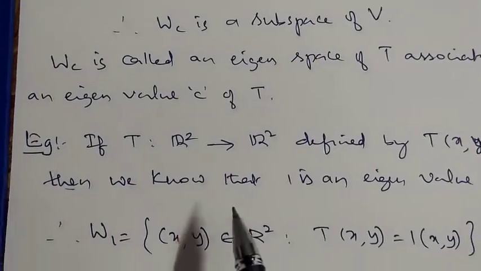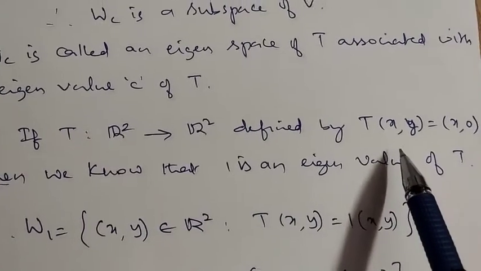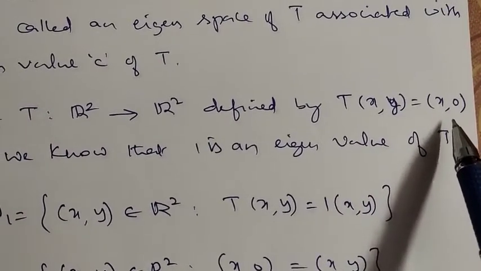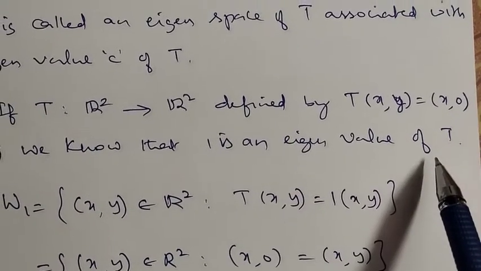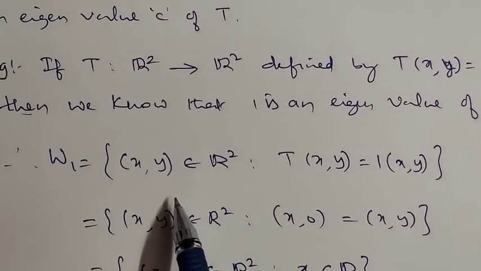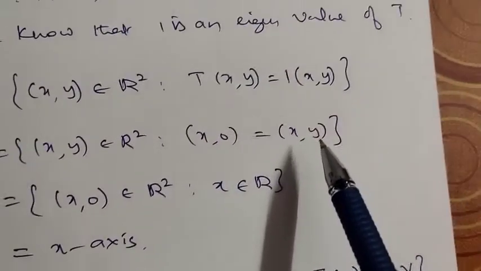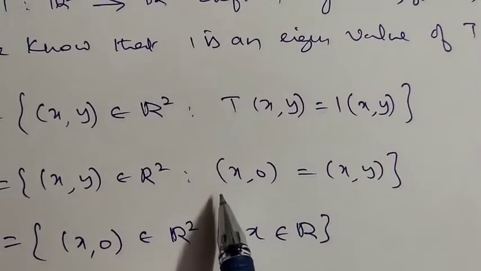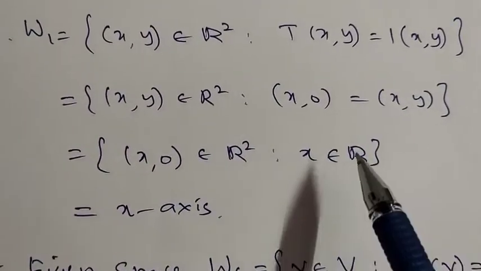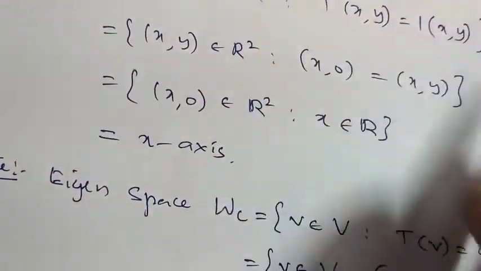Now, let us take up the example here. Suppose T is a mapping from R2 to R2 defined by T of (x, y) is equal to (x, 0). This example we have taken up just now. Then we know that 1 is an eigenvalue of T. Now, W1 is the set of all (x, y) belonging to R2 such that T of (x, y) is equal to c times (x, y), that is, 1 times (x, y). So it is the set of all (x, y) in R2 such that (x, 0) is equal to (x, y), since by definition T of (x, y) is (x, 0).